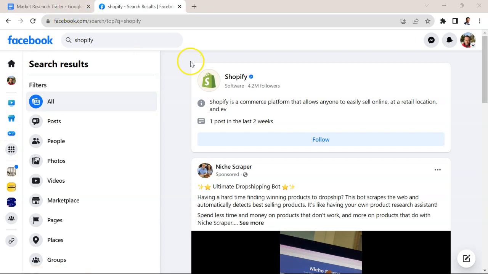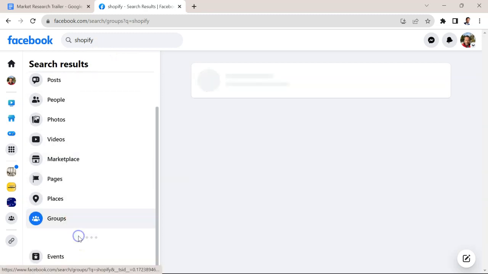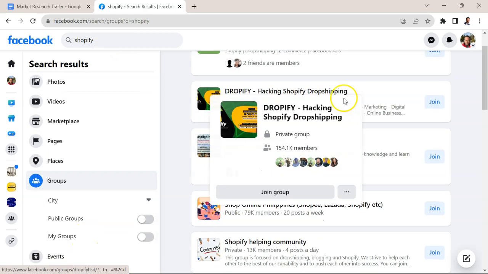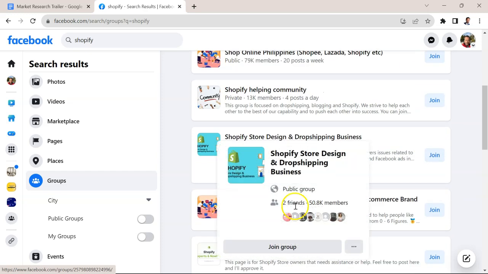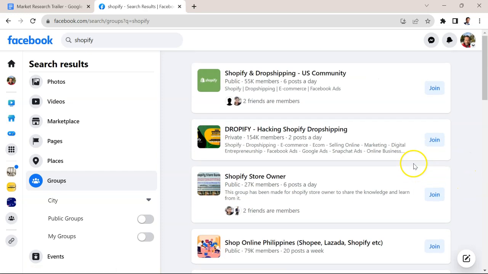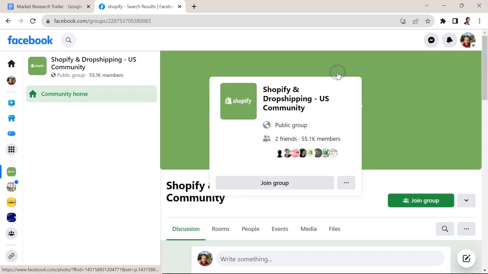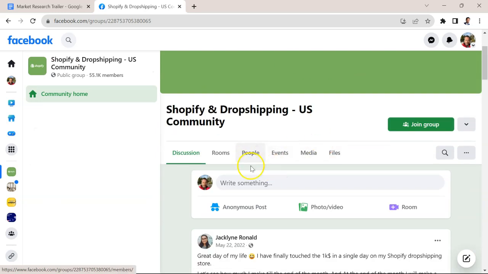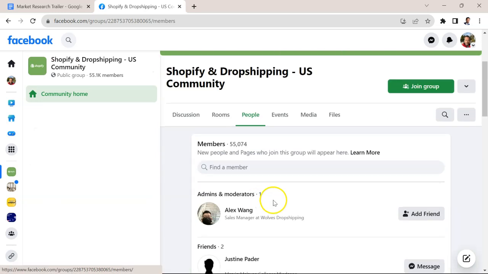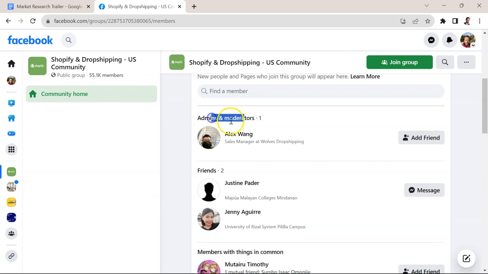What you would do is start with simple conversations and go to Facebook, type in Shopify, and scroll down to groups. You could join all of these different groups, or the ones that have the most people, or you don't even necessarily need to join them. You could go to the tab that says people, see that there's an admin and moderator, and message that person.